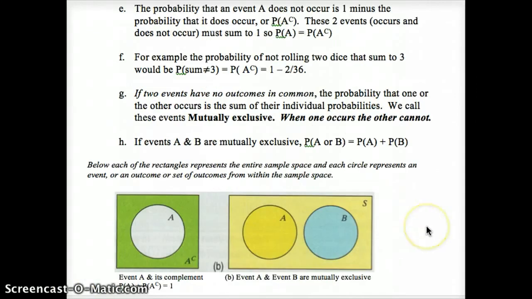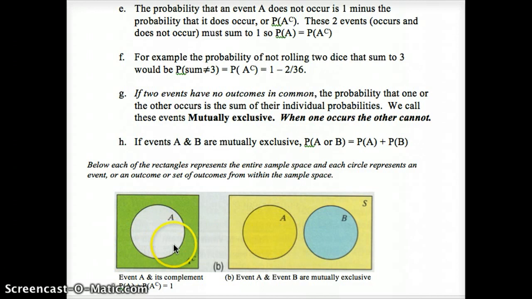If 2 events have no outcomes in common, that's represented in the Venn diagram here. There's no intersection where both A and B occur. These events are mutually exclusive. That means if A occurs, B is not occurring. So they're not independent. If A occurs, there's no possibility of B occurring. If events A and B are mutually exclusive, the probability of either of them happening, you just add them up.